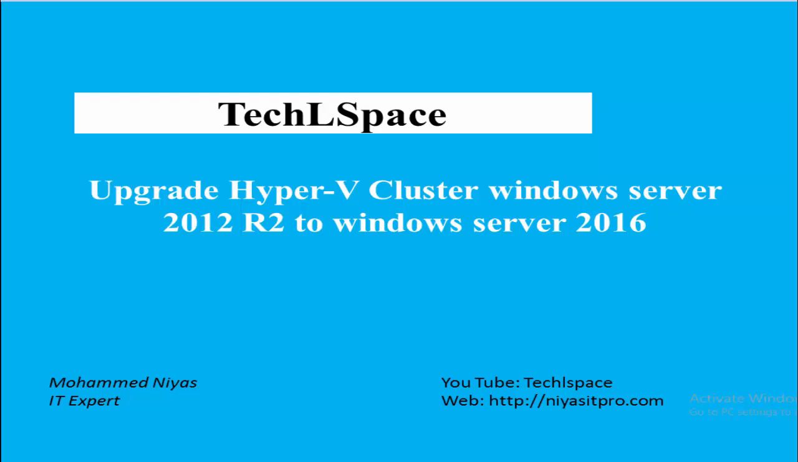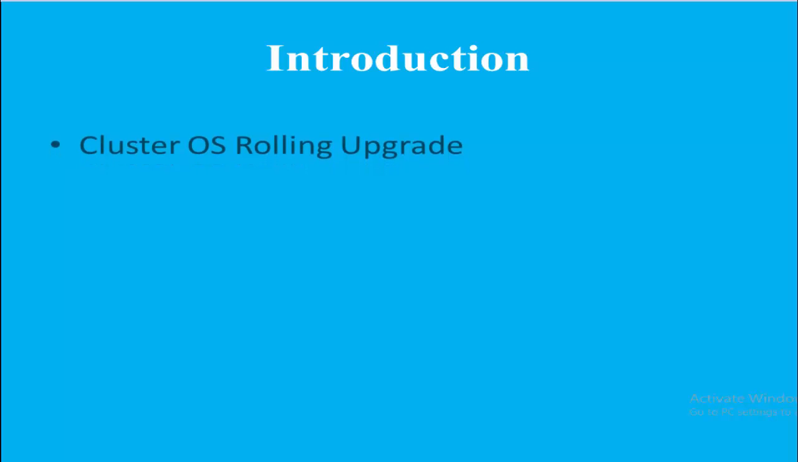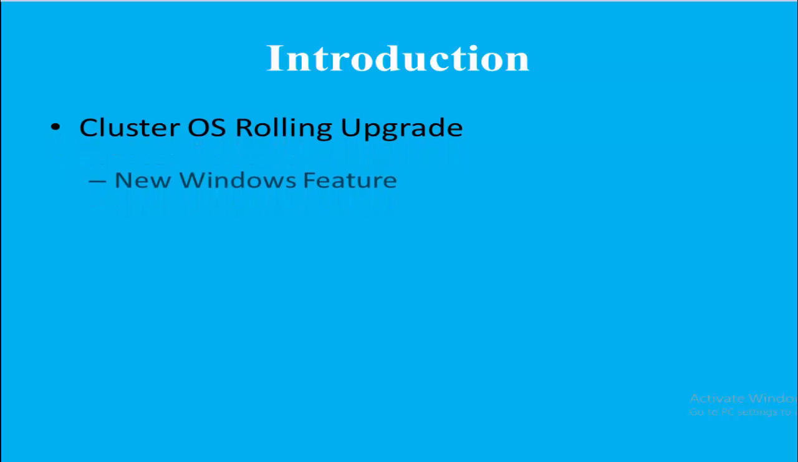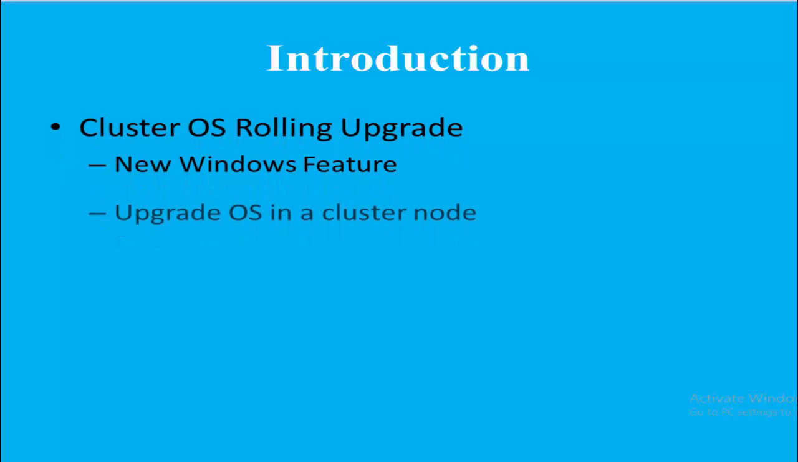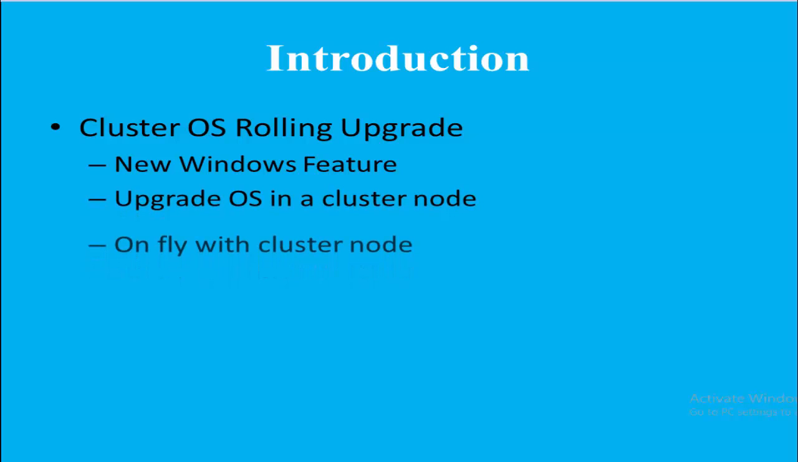In this video, you are going to watch how to upgrade a Hyper-V cluster from 2012 R2 to 2016. We achieve this with the new Windows feature, Cluster Operating System Rolling Upgrade. As I said, it's a new feature in Windows 2016. This enables us to upgrade the operating system of each cluster node from Windows Server 2012 R2 to Windows Server 2016 without stopping Hyper-V workloads.